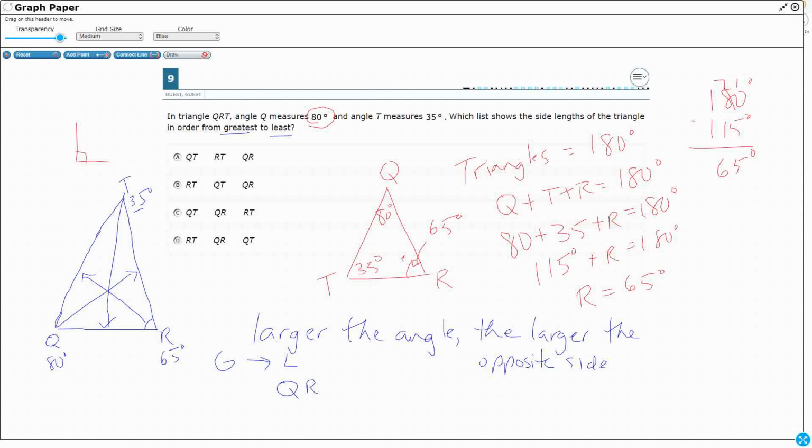Now, the longest line, right, it's kind of hard to tell, but it's going to be this one right here, this RT, because it's across from my largest angle. This Q is my largest angle. And then right in the middle is going to be this QT, simply because it is across from the middle angle, right? My angles in order go from Q to R to T if I put them in size. So these are going to be my three side lengths, RT, QT, and QR. So my answer is B.